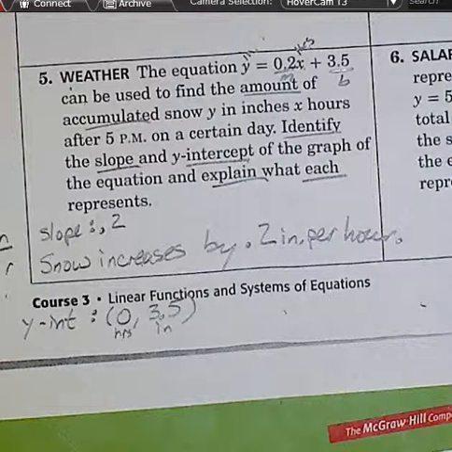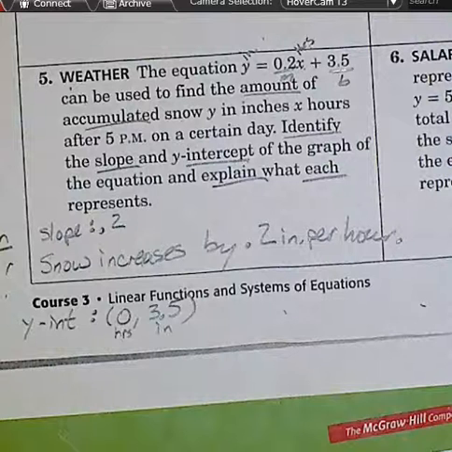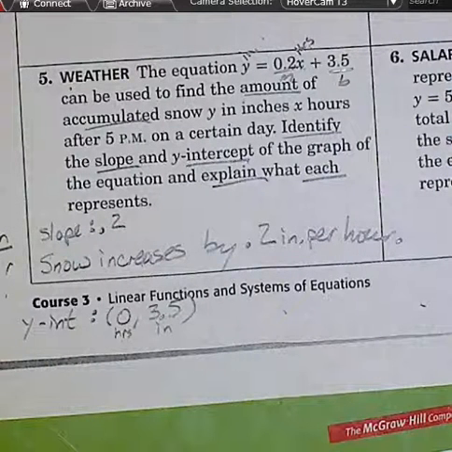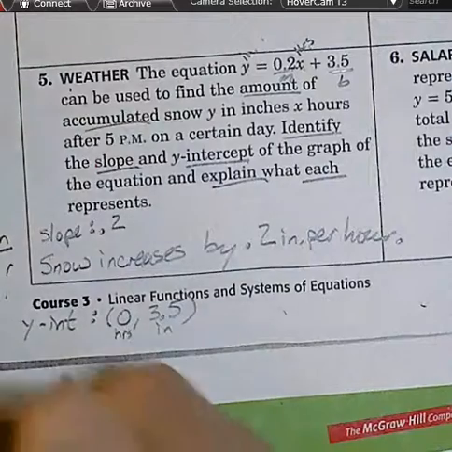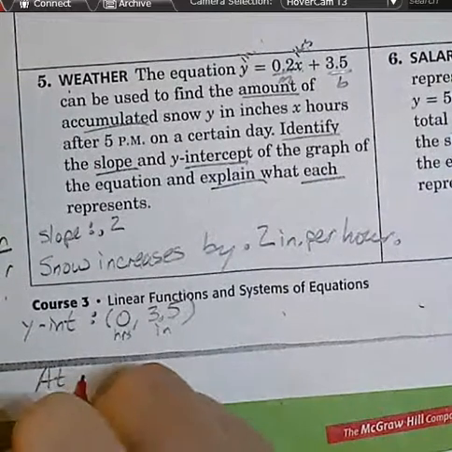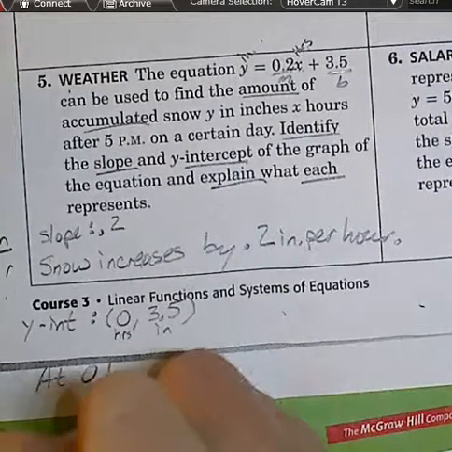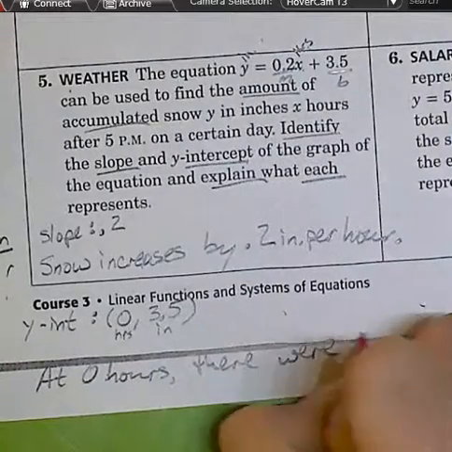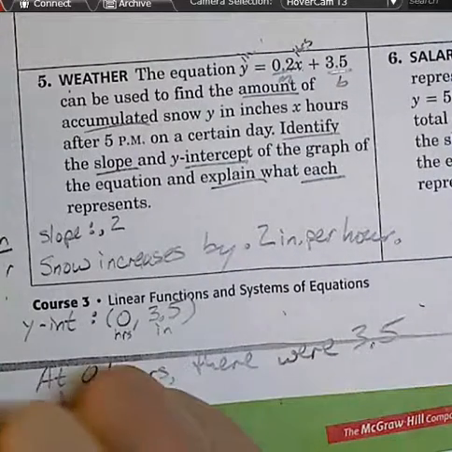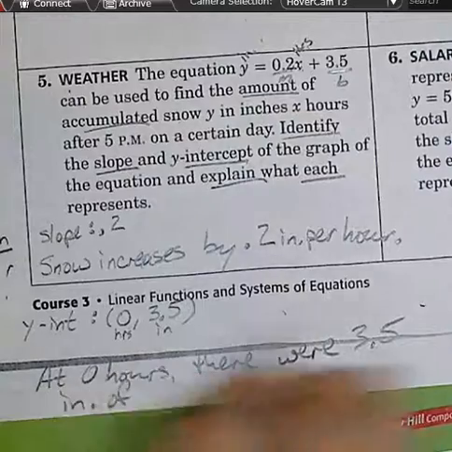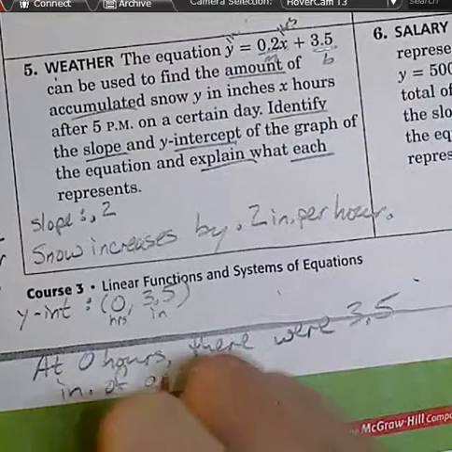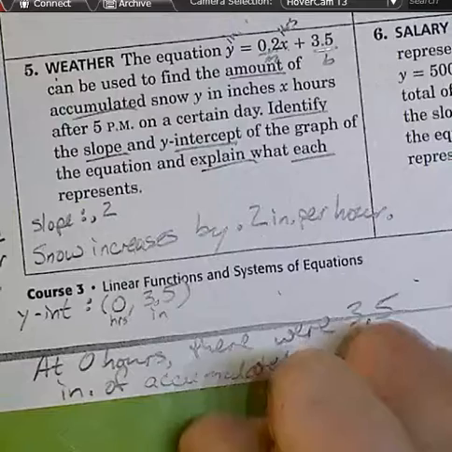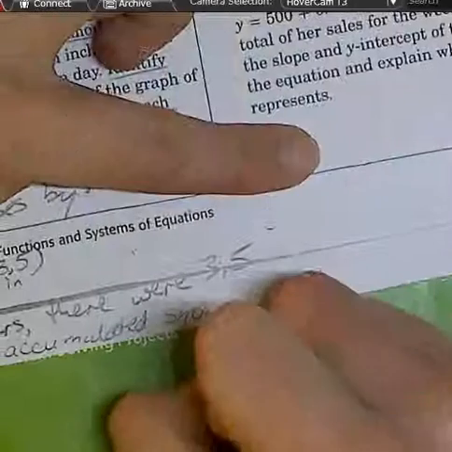It was already there. Yes, this is not a rate. This is just a straight up number. So that's right. At 0 hours, there were 3.5 inches of what? Of accumulated snow. Already there.